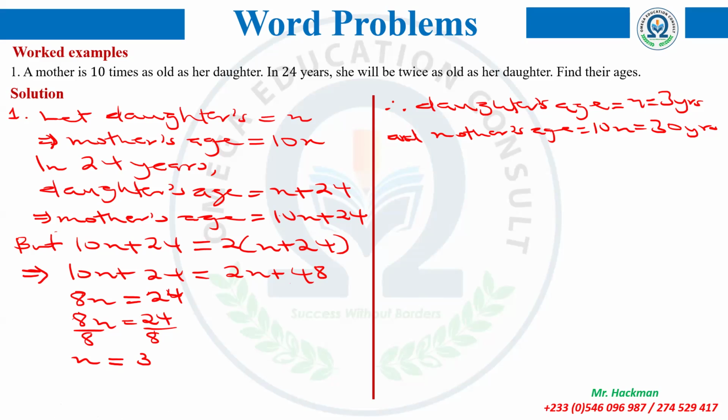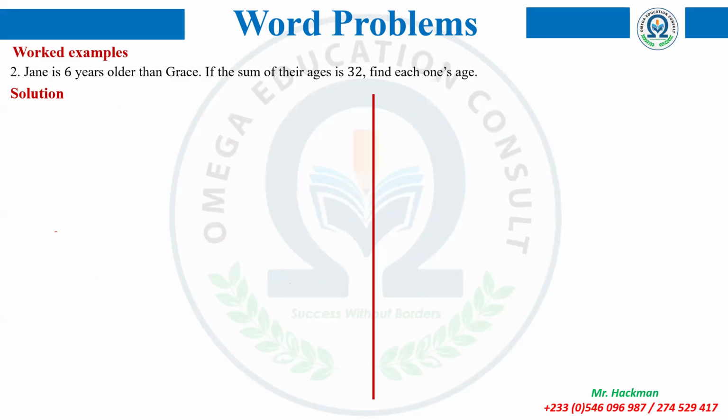Okay, all right. So this will be it for the first question. I think we have more questions to look at. Once your foundation is well grounded, then we go and look at the solution to the class test. So now let's look at question 2. Jane is 6 years older than Grace. So between Jane and Grace, who is older?